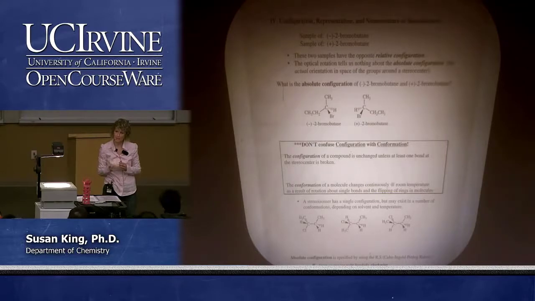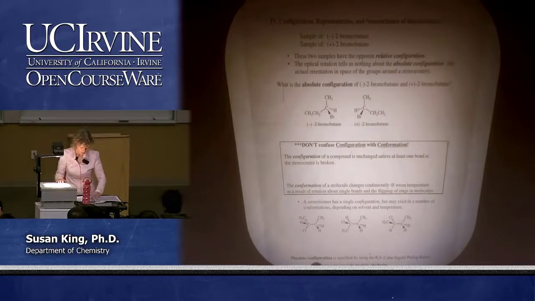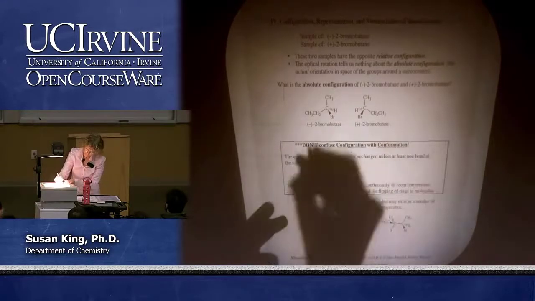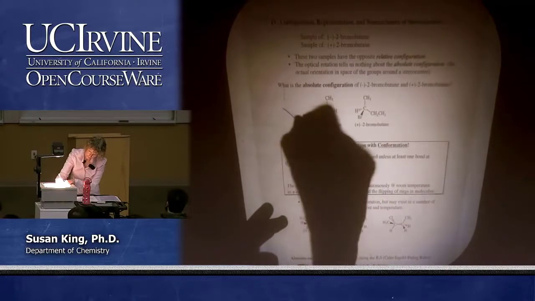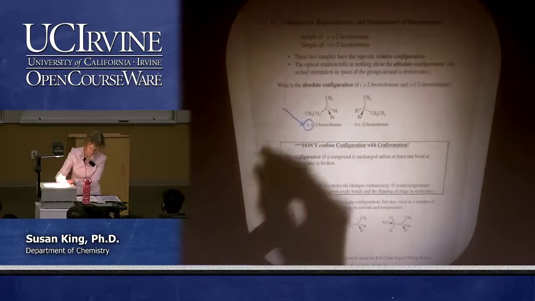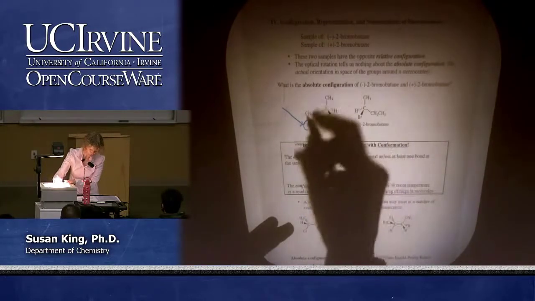I know if I have a sample of the plus, and I know if I have a sample of the minus, and I know if I have mixtures of the two in different combinations, but I don't know what they actually look like, for somebody to be able to draw what it is. Nobody does. It turns out that (-)-2-bromobutane looks like this. This is the orientation of the groups. This is the absolute configuration of (-)-2-bromobutane.